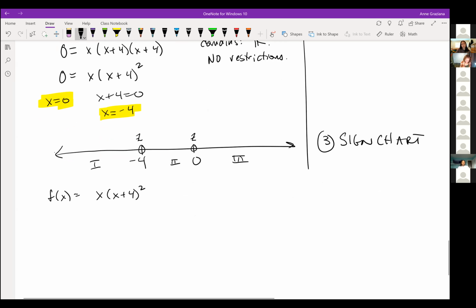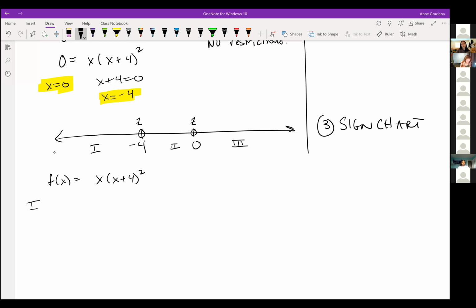So here's region 1. I'm going to pick x is -5, something before -4. So f of -5 is -5 times -5 plus 4 squared, which is -5 times 16. You should just see right away that this is going to be negative, because a negative times a positive is negative.